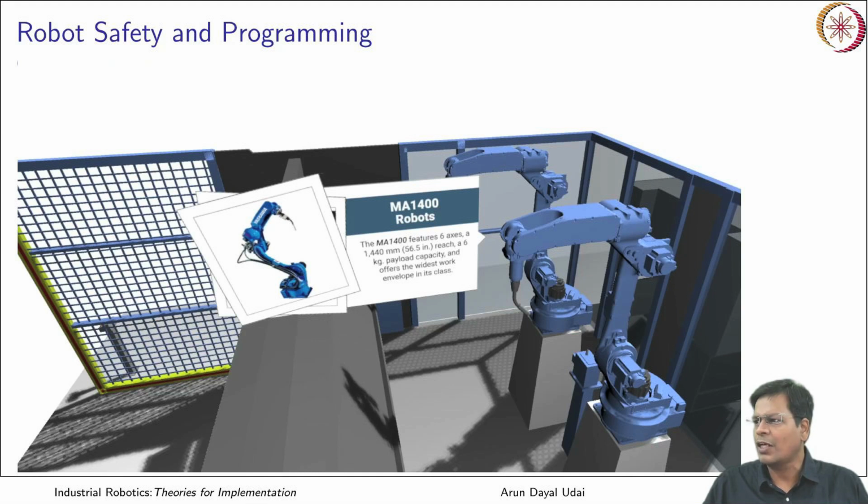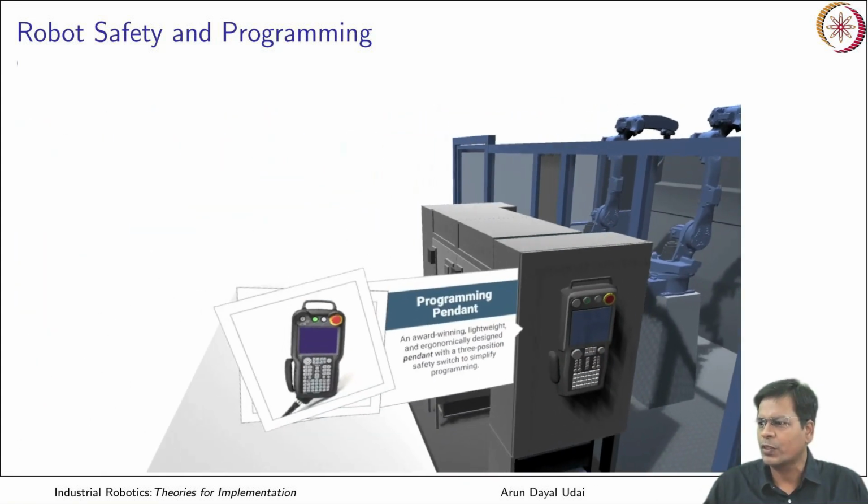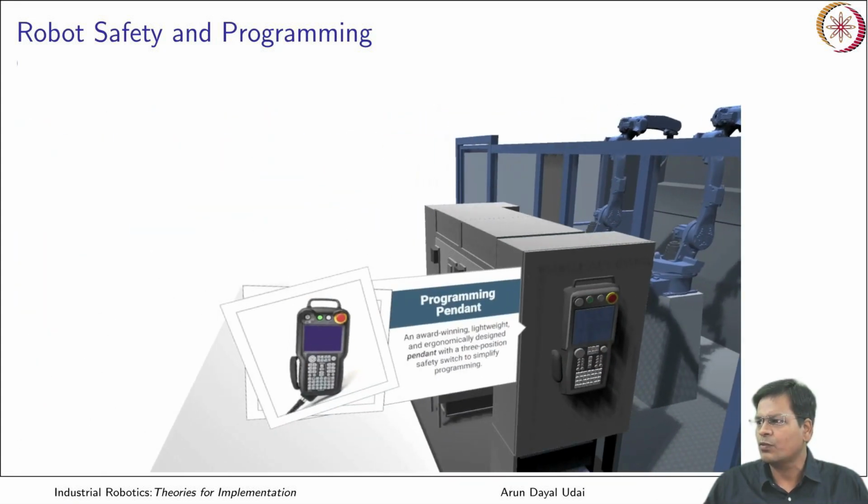Okay, so you see this is a robot which is placed inside a cage. Top view of that from one of the isometric views, you can see this now. So this is the place where you normally place your teach pendant over here. Okay, so with this teach pendant you normally program your robot. Okay, so it is a quite ergonomically designed pendant with a 3 position safety switch to simplify programming. So we'll discuss what 3 positions actually mean and what are the functions that are given by this switch and different switches which are mounted on this teach pendant.